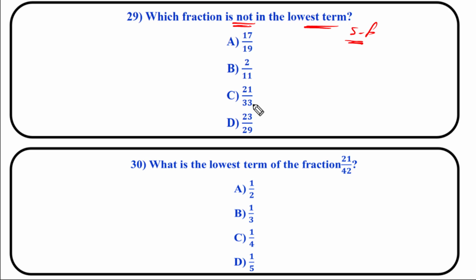21 over 33. We can find a common factor, which is 3. 21 divided by 3 equals 7. 33 divided by 3 equals 11. So it will be 7 over 11 in the simplest form. Now the fraction 21 over 33 is not in the simplest form, not in the lowest term. So the correct answer is C. If you look at the last one, 23 over 29 is in the simplest form. No common factors between the two terms of the fraction. We studied that before.